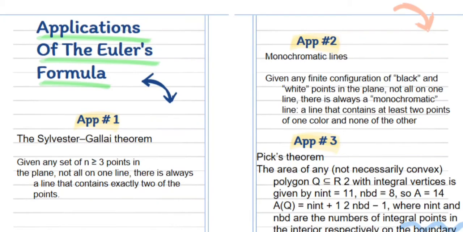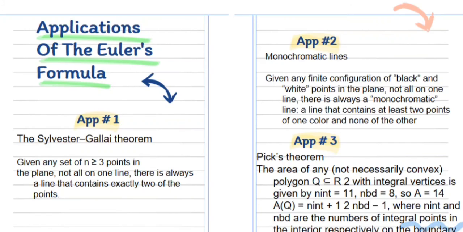Now, the second application is monochromatic lines. The theorem states that given any finite configuration of black and white points in the plane, not all on one line, there is always a monochromatic line, a line that contains at least 2 points of one color and none of the other. The proof for it is that we transfer the problem to the unit sphere, just like we do for the Sylvester-Gallai theorem, and we dualize it there.